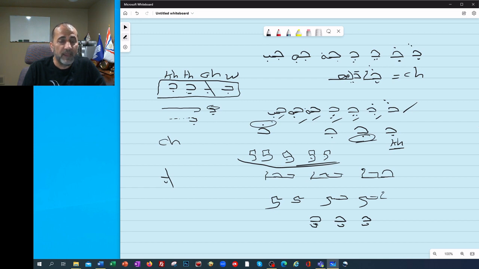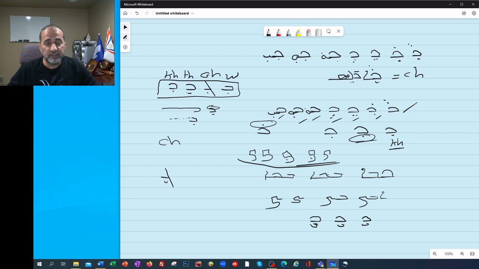For example, beth at the beginning of the word, if there is no other letter before it, you cannot put the dot under and it cannot be pronounced W. Same thing with the gemel. Gemel at the beginning of the word is always going to be the sound G. Same thing for deleth, D, and same thing for cap, K. So that is a grammar you need to know.